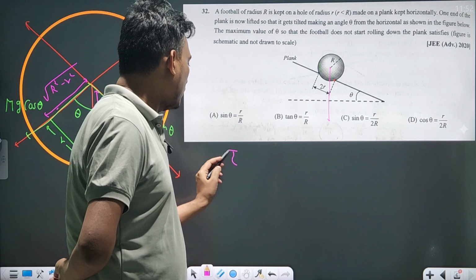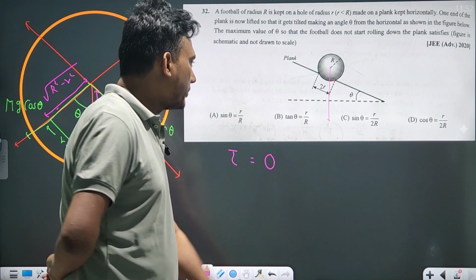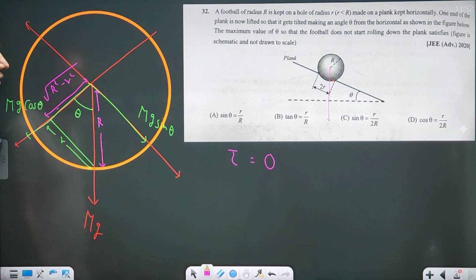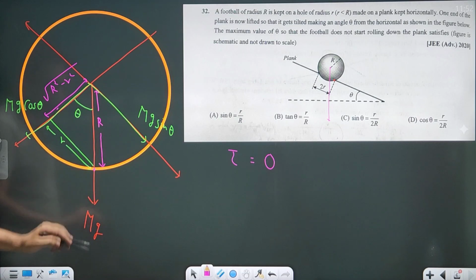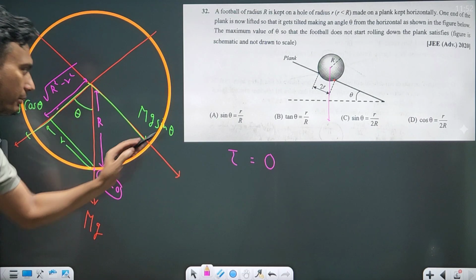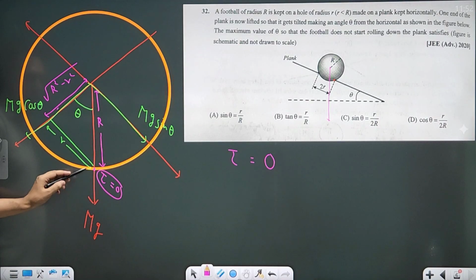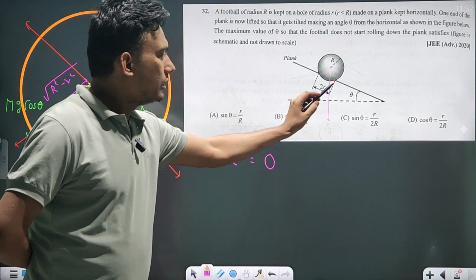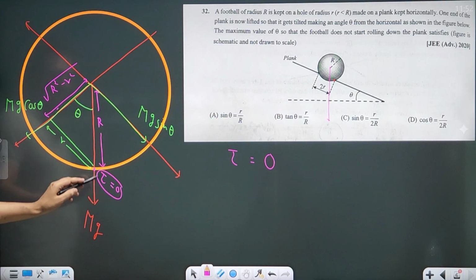So if I take the torque, at the maximum value of theta where the football does not roll down, the torque should be equal to 0. Torque should be 0 about this point, which is at the distance r. If you compare both diagrams, you will find this point here and this point here. So torque should be 0.